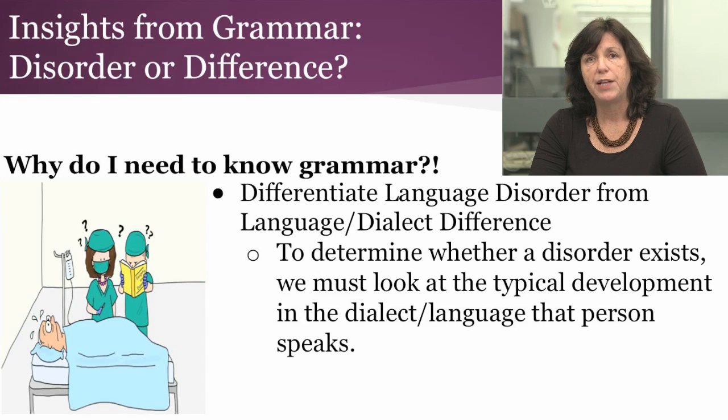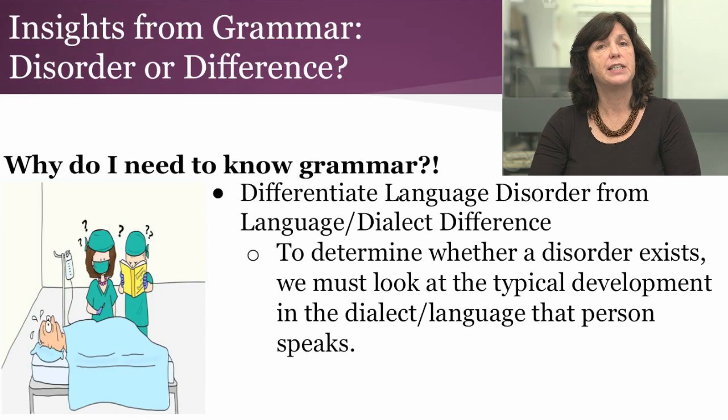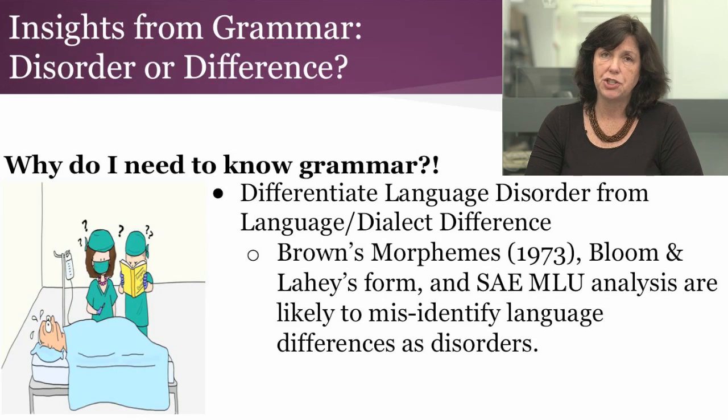So to determine whether a disorder exists, we must look at the typical development of a language or dialect that a person speaks. Traditional methods of language analysis, such as Brown's morphemes, Bloom and Lahey's form, and Standard American English MLU analysis, are likely to misidentify language differences as disorders because they are based on the Standard American English dialect.